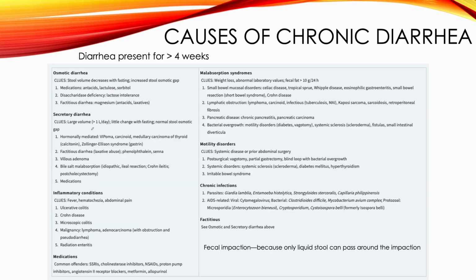Here's a nice chart from your textbook talking about what clues to look for in each type. And then it goes through the major players that are consistent with osmotic or secretory, inflammatory, different medications that cause chronic diarrhea, malabsorption, motility, chronic infections, and factitious. And then fecal impaction is also a potential cause. It's not really true diarrhea, but because you have a lot of stool, the only thing that can pass is the liquidy type. So anyways, we're going to try to go through these, not every single one, but briefly touch on them. But I liked this chart a lot.